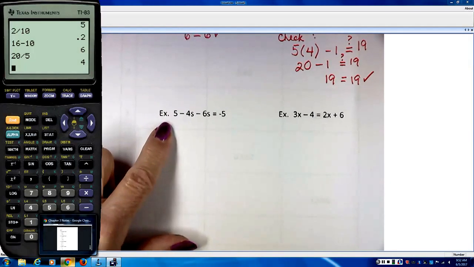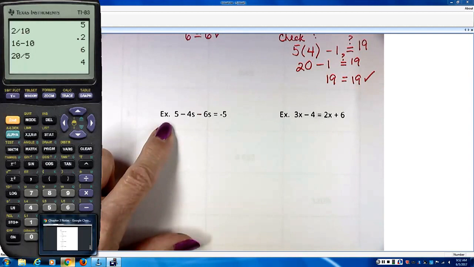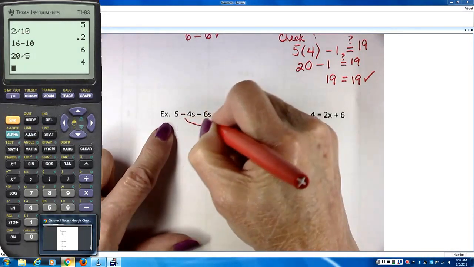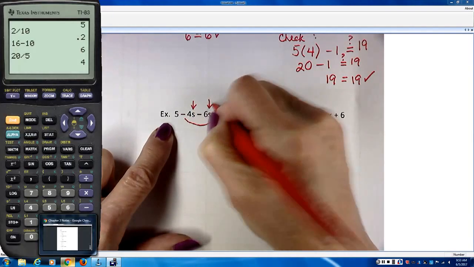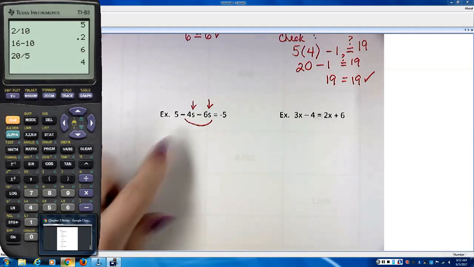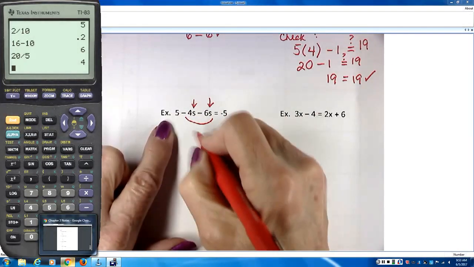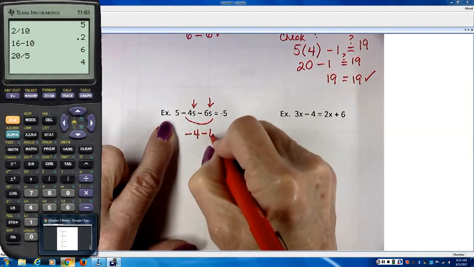Now, this is, again, a little bit more complicated because we have one more step to do. This time, we're going to need to what we call combine like terms, which means we want to put together the things that have S's. And the way that you do that is you say you have subtract 4 and subtract 6, minus 4 minus 6.